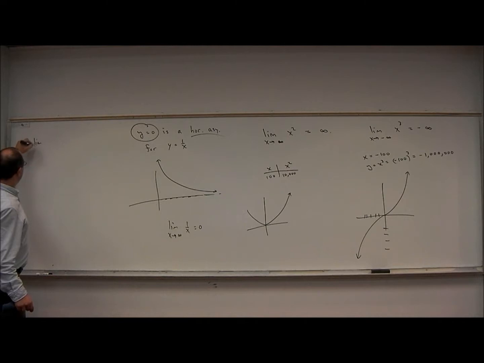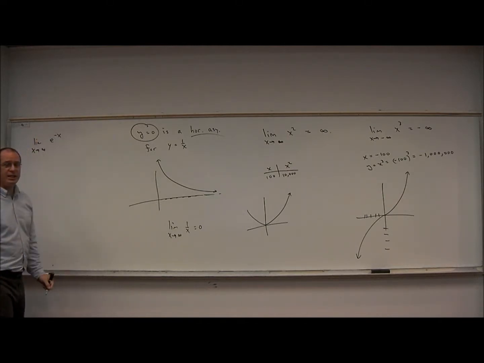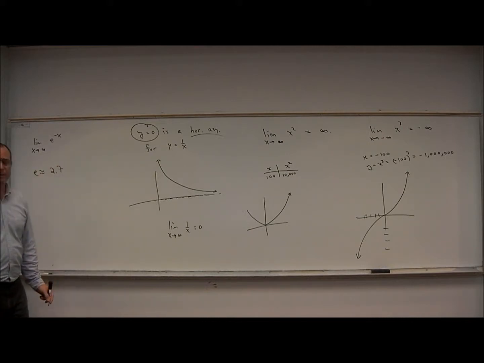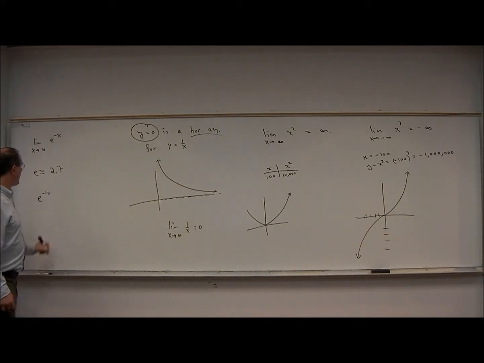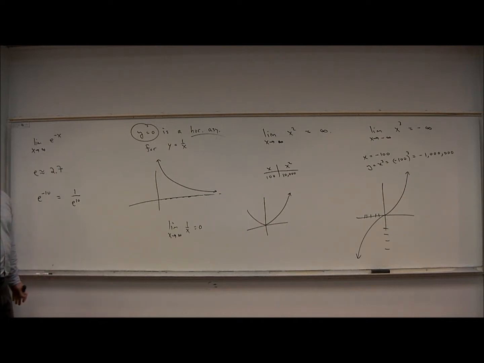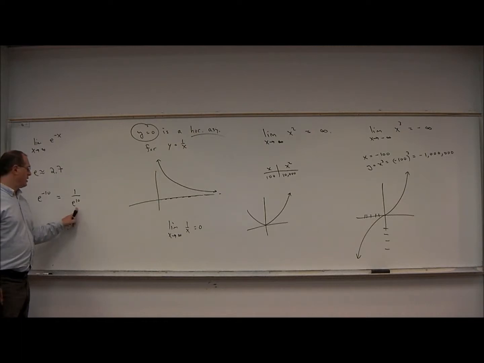How about the limit as x goes to infinity of e to the negative x? So e here is a number between 2 and 3. We'll think of it as being about 2.7. And so what does it mean to say something like e to the negative 10? Because we have a negative exponent, that means 1 over e to the 10. And e to the 10 is several thousand.